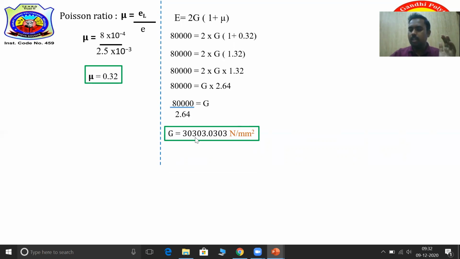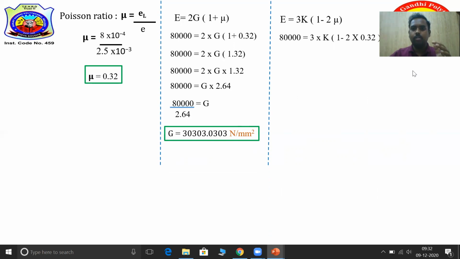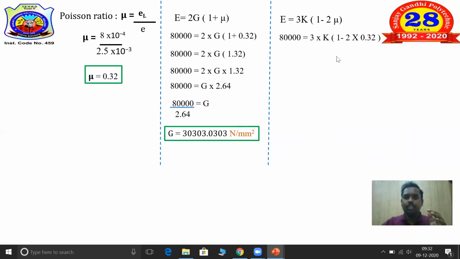Once I'm done with this formula, it's time for another equation, that is E equals 3K into 1 minus 2 mu. I'll go on substituting the values. First, I will try to solve the terms that are in the bracket. Here 1 minus 2 into 0.32 is there. First I'll multiply 2 into 0.32. I'll keep 80,000 as it is, 3 as it is, K as it is, and 1 as it is, minus as it is.